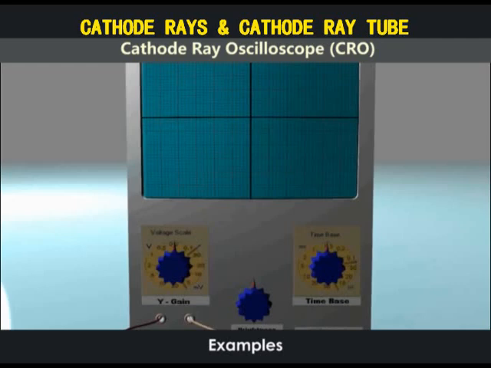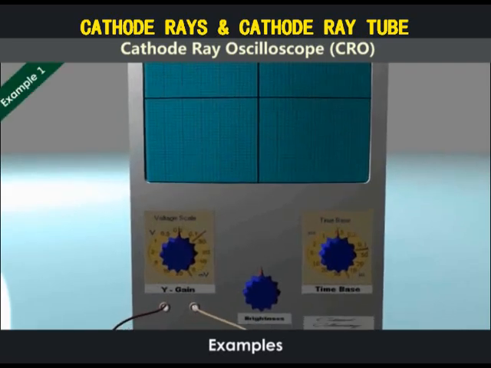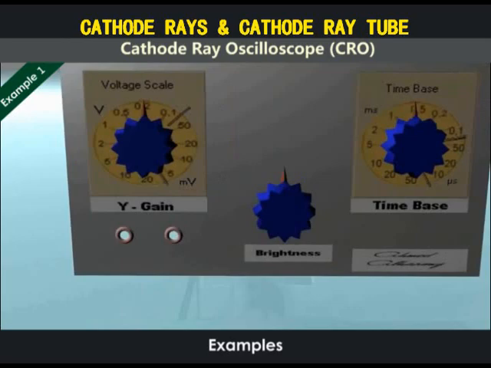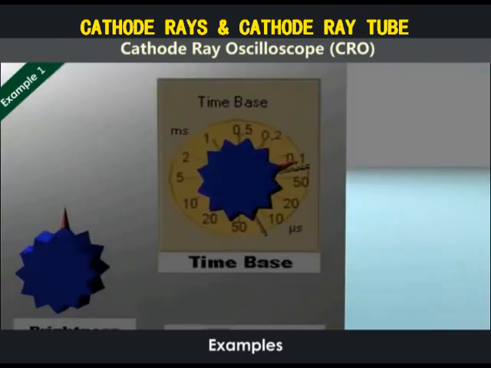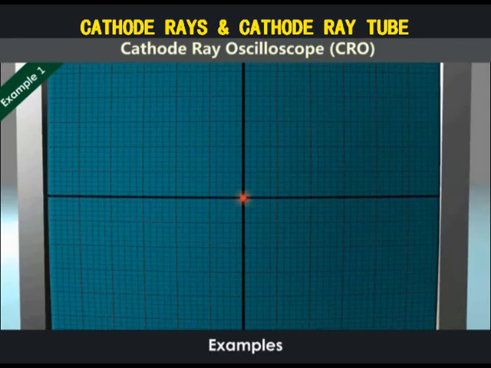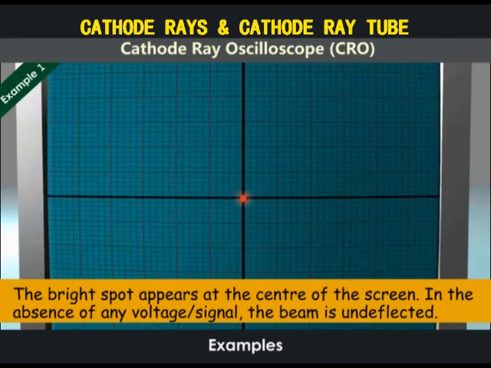Let's see a few examples when different signals are applied at the Y input. In the first example, we remove all signals from the Y input and the time base is off. This will show a spot in the center of the screen, and this is because the beam is not deflected anywhere.